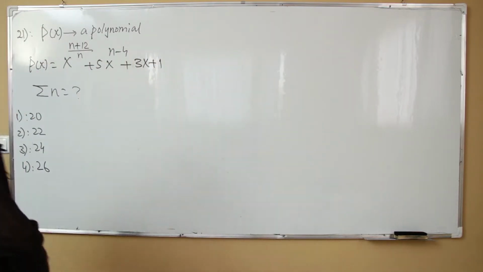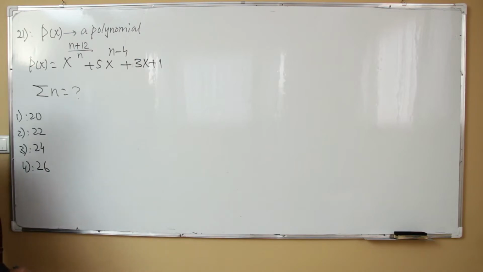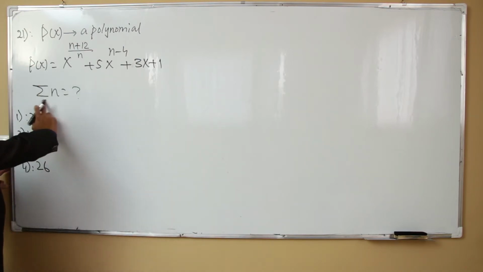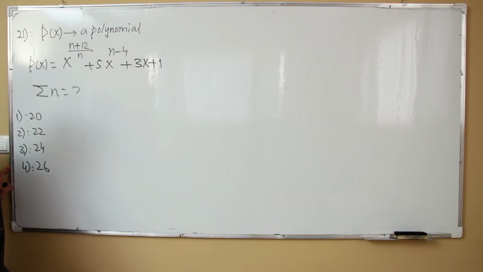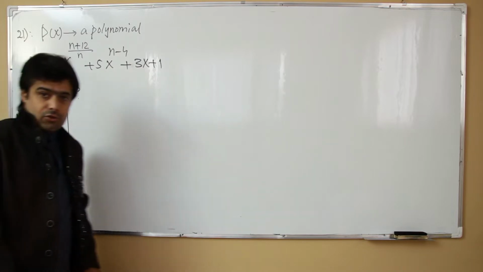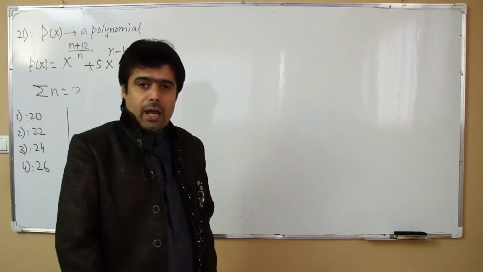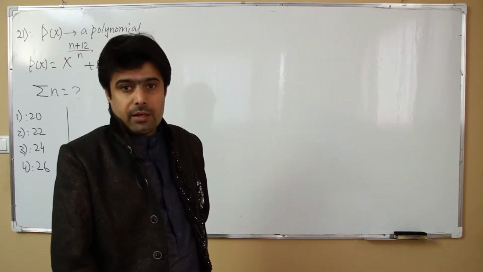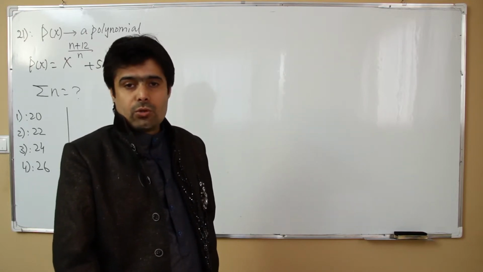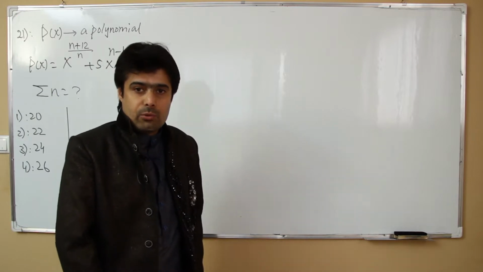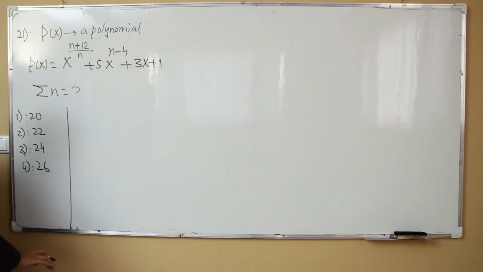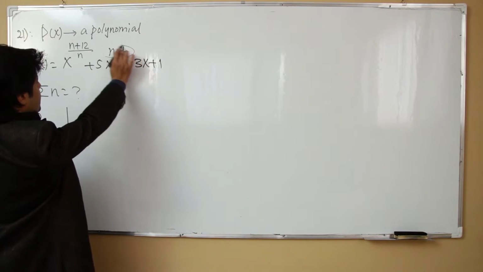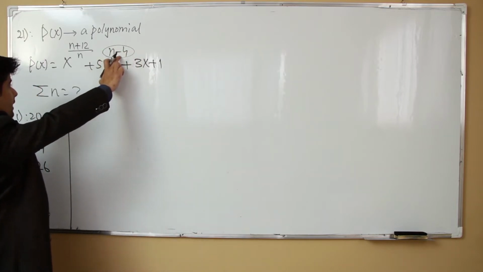By the way, question number 21, P(x) is a polynomial and P(x) is given here. Now, what is the summation of n? Whenever you are talking about polynomial, what's polynomial? Polynomial is a type of function in which the power is an integer number or natural number, starting from 0, 1, 2, 3, up to infinity. Now, in this case, this power should be a natural number.